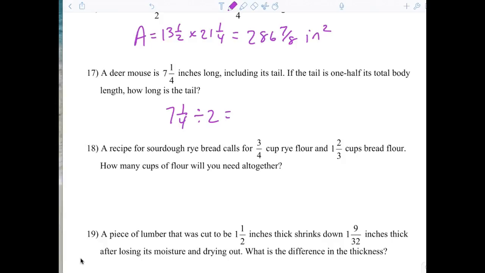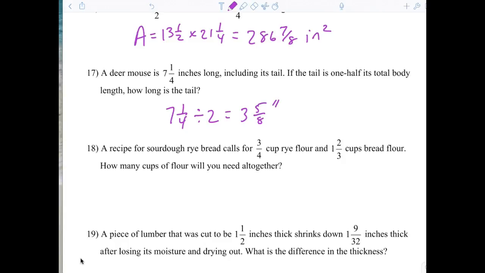Hold on, let me help. What was it? 3.625. 3.625 inches. Well, let's take a look. 7.25. Type it on your calculator. 7 ABC 1, ABC 4, divided by 2. Oh, there you go, 3.625. You happy? Everybody's pretty happy? All right, let's continue on.